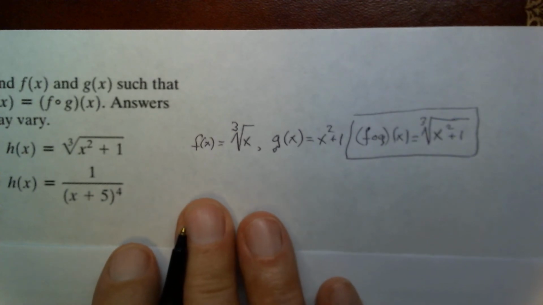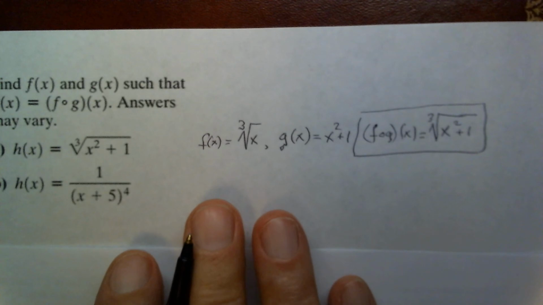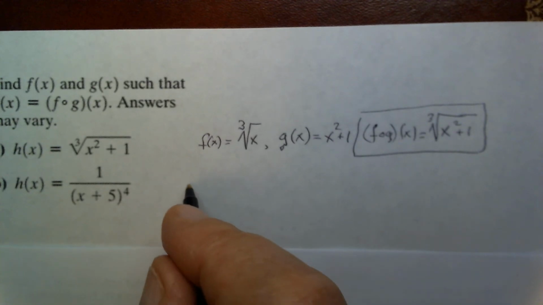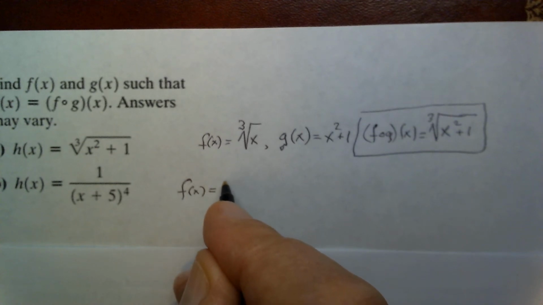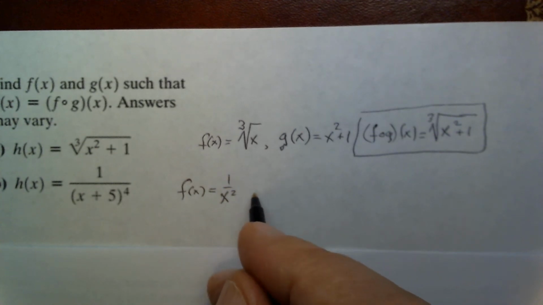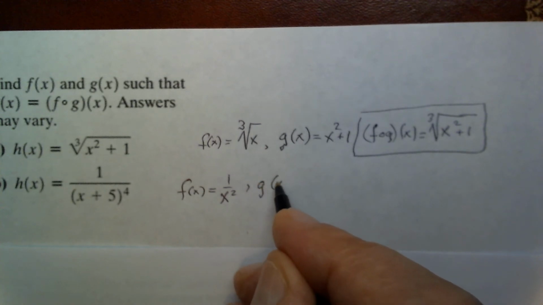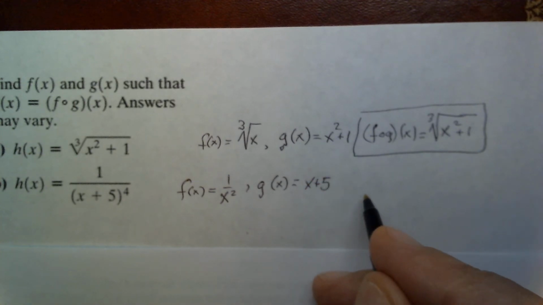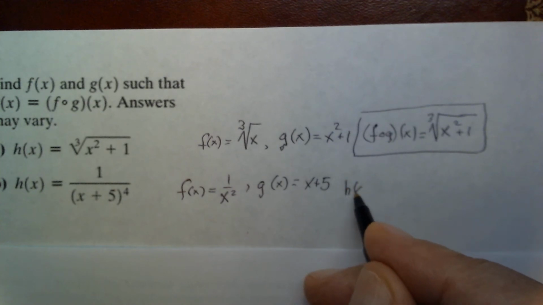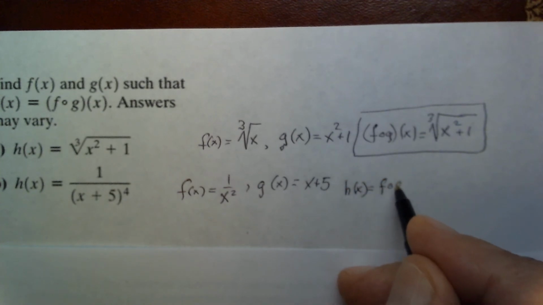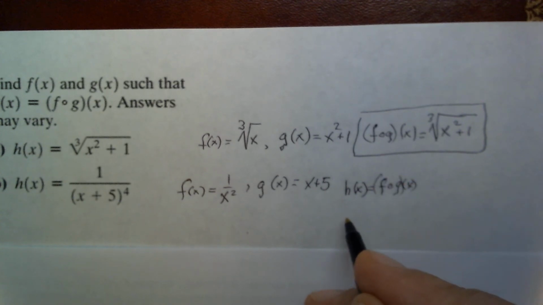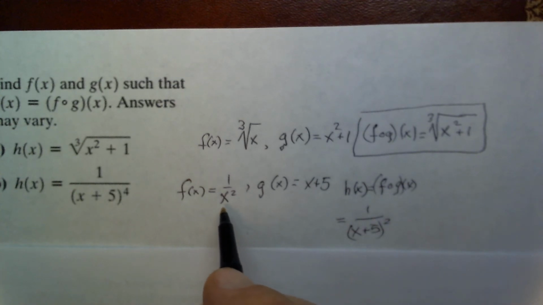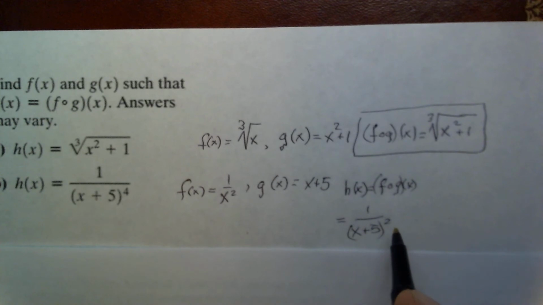And for the b part, we could choose, for example, f of x equal to 1 divided by x squared. And we could choose g of x to equal x plus 5. Then h of x, the composition of f and g of x, would be equal to 1 divided by x plus 5 squared. Because now we replace x with x plus 5, since it's a composition.